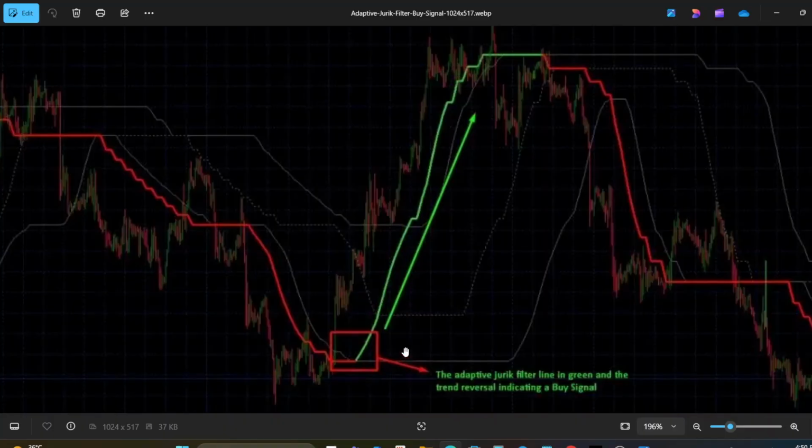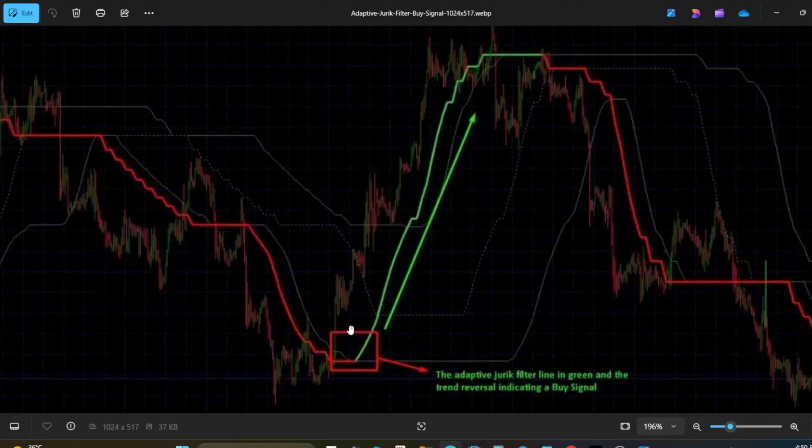helps you cut through all the noise in the market by providing a cleaner and smoother signal. When you are trying to analyze a chart, too many fluctuations can make it difficult to spot trends. The Adaptive Jurik Filter minimizes those fluctuations, making it easier to see what is really going on with price action.